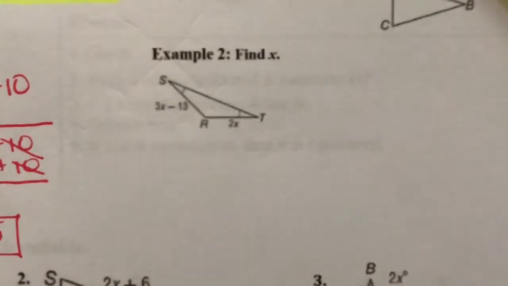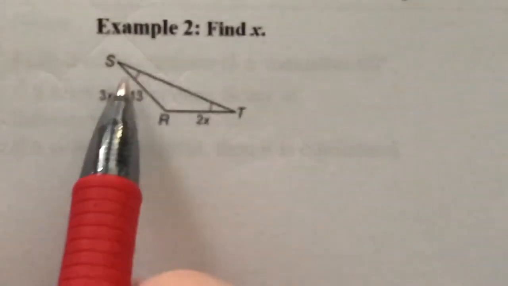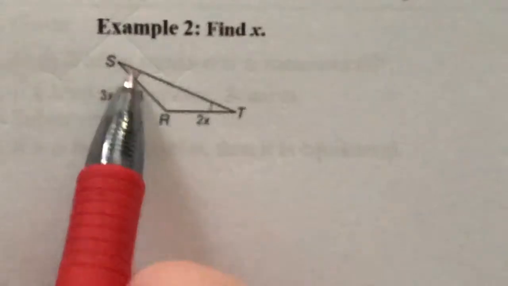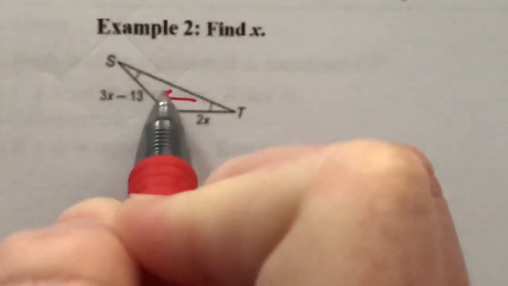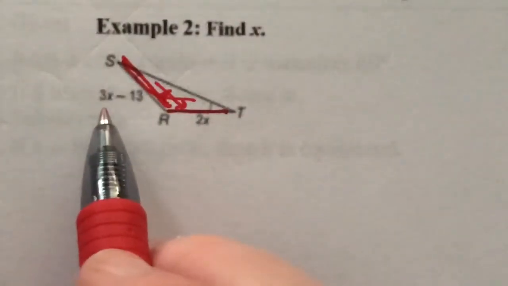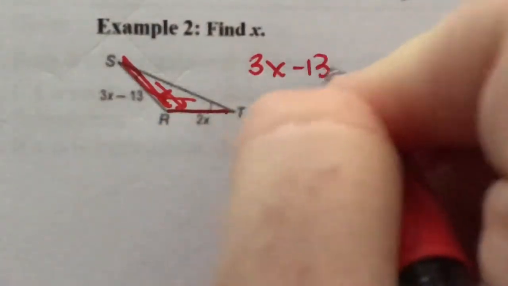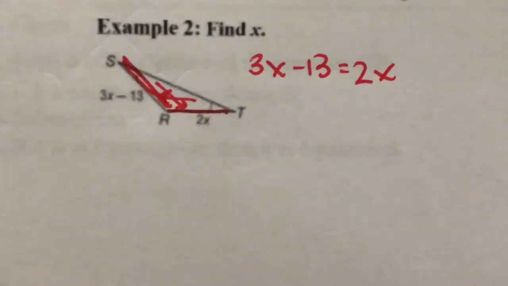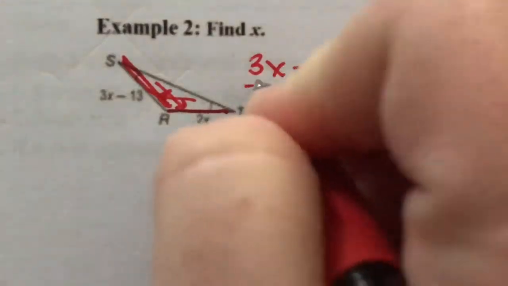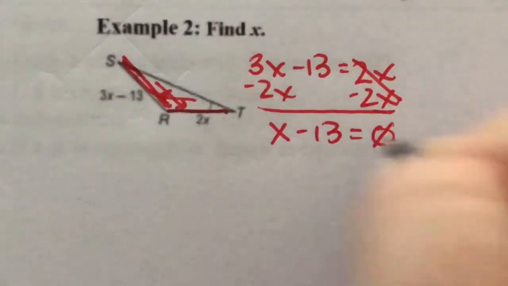Next one. These are all similar. They're the same types of problems. We're just getting examples in so you can use them when you do your assignment. Here we have two angles marked congruent. So we know the sides across from them are congruent as well. So this side has to be congruent to this side. So I know 3x minus 13 has to be equal to 2x. And then I can use algebra to solve, get rid of the smallest x. x minus 13 equals 0.